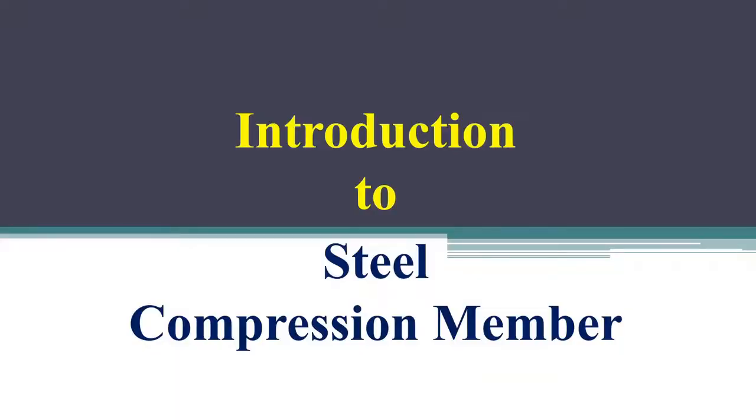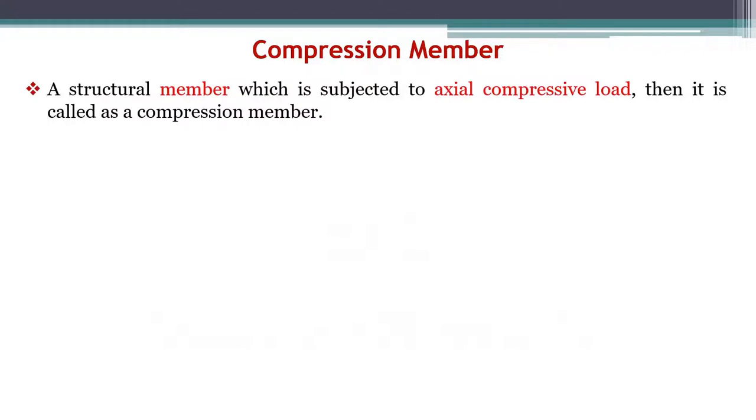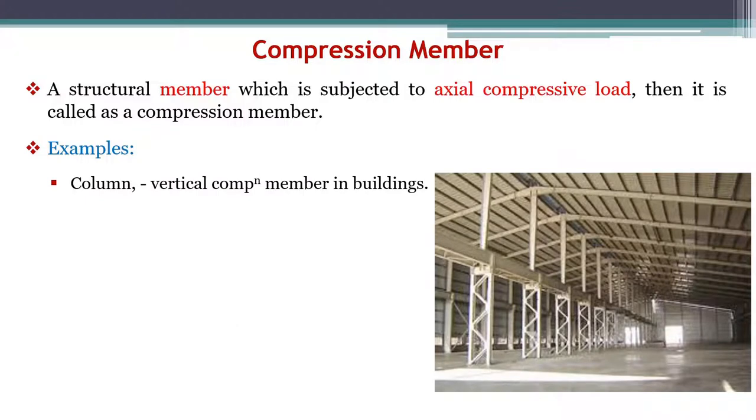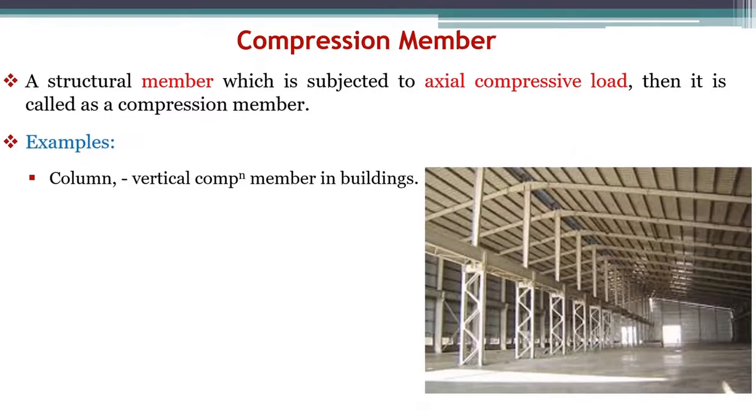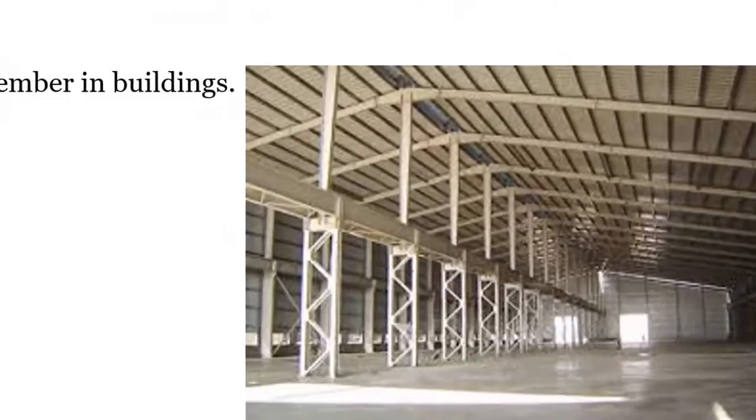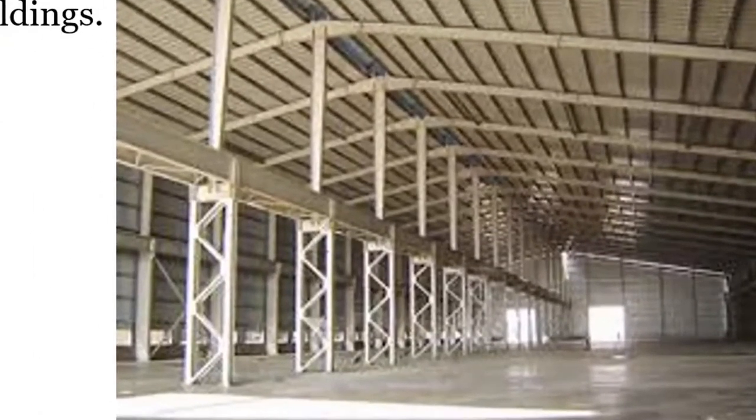Introduction to steel compression member. What is a compression member? A structural member which is subjected to axial compressive load is called a compression member. Example, column is a very common compression member. Everyone might have seen the vertical member in any building. That's a column. Column is one of the compression members.